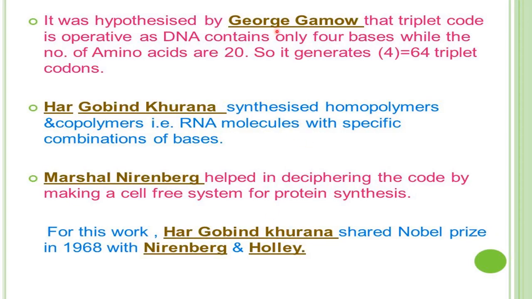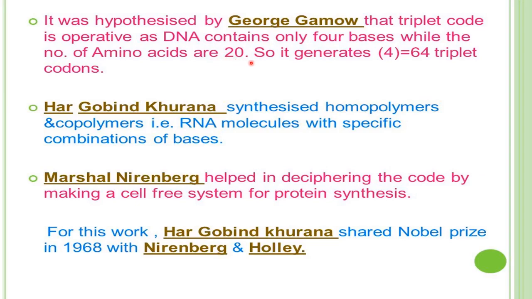First of all, George Gamow, he was a physicist. He said that a triplet code is operative as DNA contains only 4 bases while the number of amino acids is 20. As you know, DNA contains only 4 bases, that are A, T, G, C, while the number of amino acids is 20. So if one nitrogenous base coded for one amino acid, then these bases are not enough to code for all the amino acids present in humans. Then how can these 4 bases code for 20 amino acids? Then he said that there can be different combinations, and these combinations can be in sets of 3.